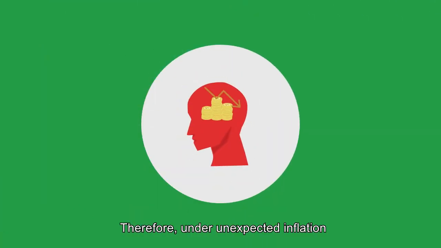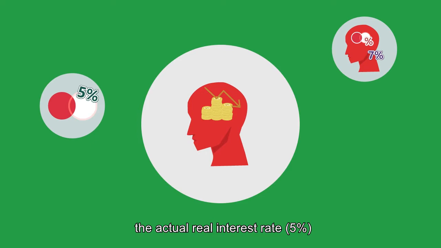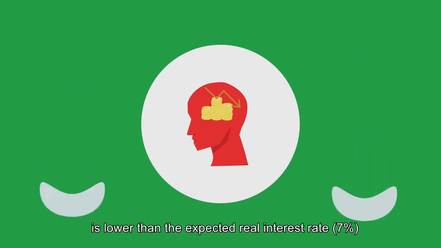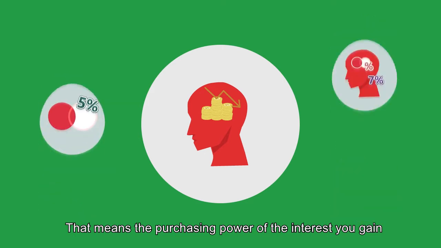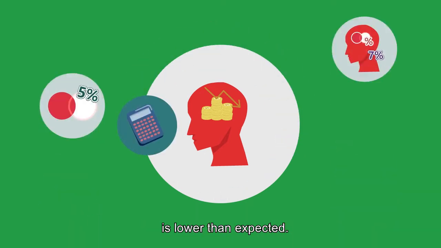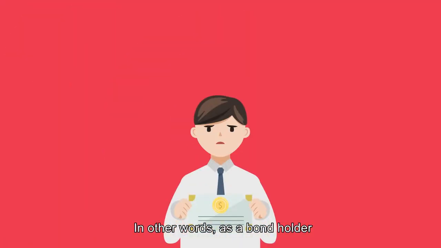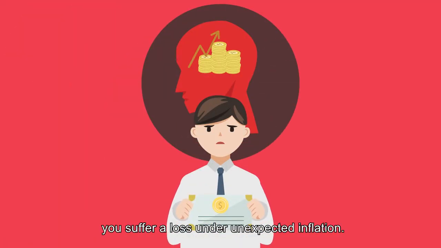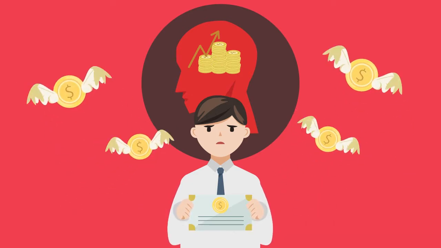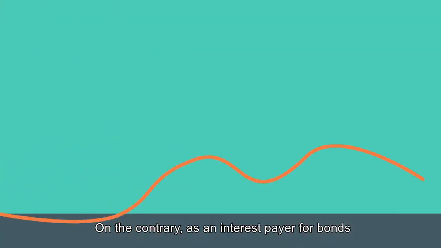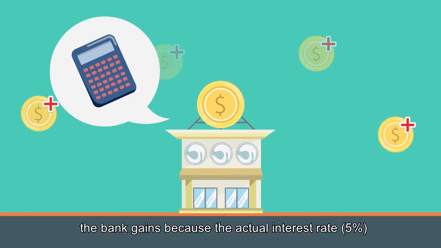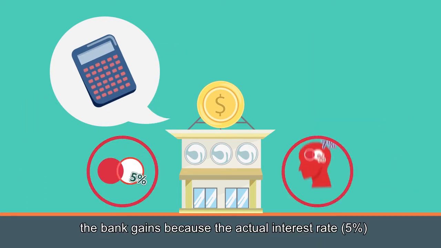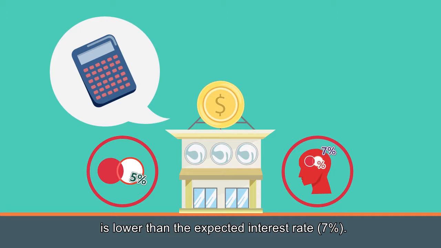Therefore, under unexpected inflation, the actual real interest rate, 5%, is lower than the expected real interest rate, 7%. That means the purchasing power of the interest you gain is lower than expected. In other words, as a bond holder, you suffer a loss under unexpected inflation. On the contrary, as an interest payer for bonds, the bank gains because the actual interest rate, 5%, is lower than the expected interest rate, 7%.